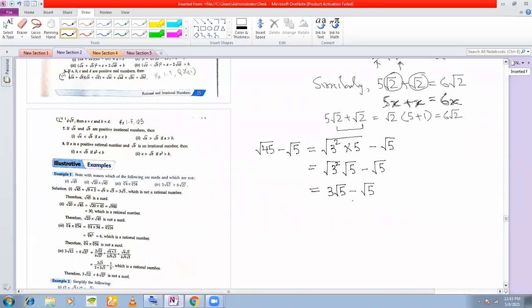Now if you see, these two look alike, isn't it? Both have root 5, and this looks like 3x minus x, which is equal to 2x, right? So 3 root 5 minus root 5 must be equal to 2 root 5. You can do it in this manner, or instead of thinking as 3x minus x, you can take root 5 common and you get 3 minus 1, so that you get 2 root 5. Either way, whichever way you feel convenient.